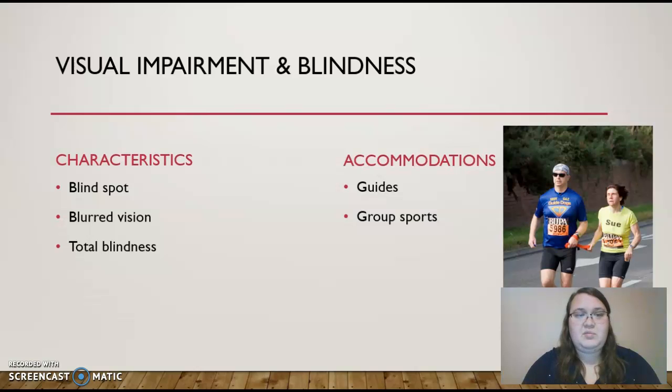So, visual impairment and blindness. Some are characterized by blind spots, blurred vision, or total blindness. Some accommodations would be guides. So they use guide wires, which help with independence and encourage running, which is huge. Group sports and any kind of equipment accommodations, such as balls that make sounds, putting rice in volleyballs, and bright colored equipment such as pylons, cones, and vests will help as well.